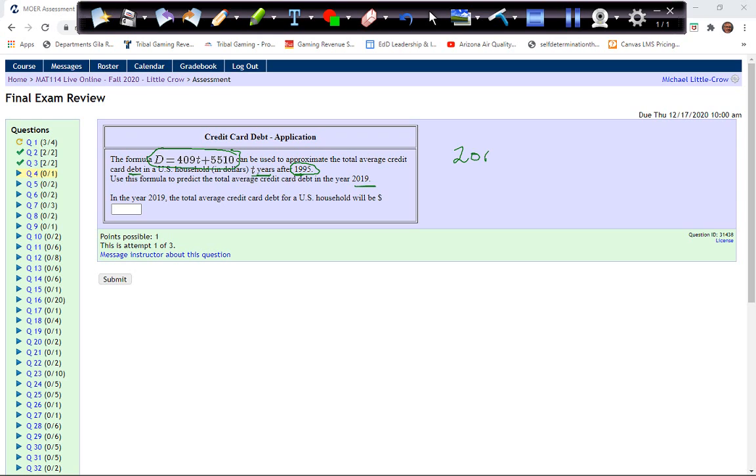So it's 2019 subtract 1995. Of course, you could just count on your fingers if you wanted from 1995 up to there, but it might take a little while. So 5 from 9 is 4, 9 from 11 is going to be 2. So that's 24 years. And then everything else would cancel. 24 years. So we use the formula. D is going to be equal to 409 times 24. 24 years have passed.